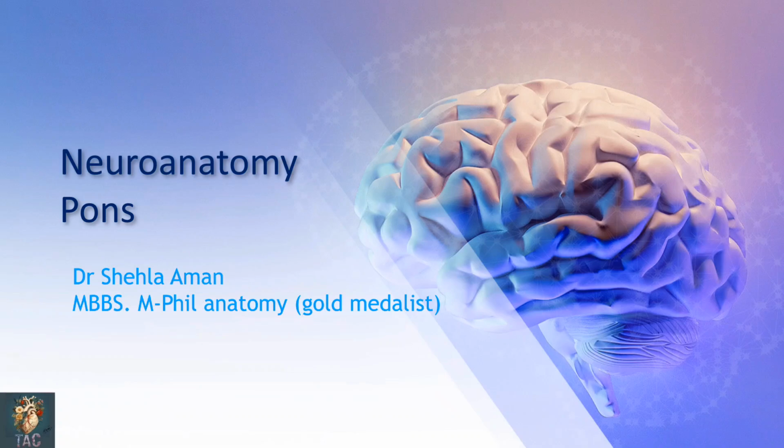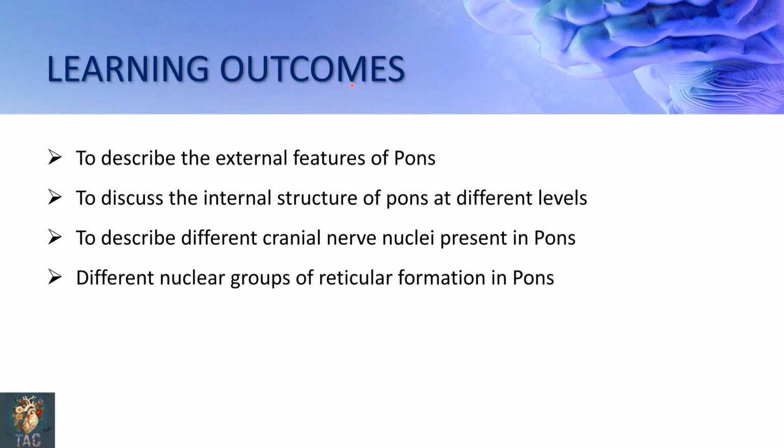to discuss the pons. So the learning objectives for today's class are to describe the external features of the pons, the internal structure of the pons at different levels, to describe different cranial nuclei which are present in the pons as well as in the brainstem, and the different nuclear groups of the reticular formation which are present in the pons as well as in the brainstem.